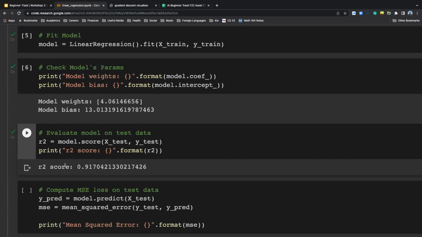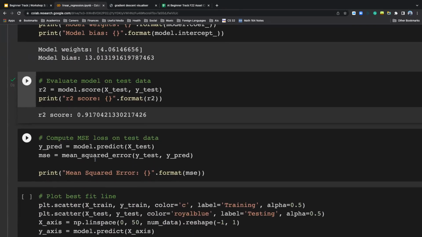As we see, it's 0.917, which is pretty good. So it means it's 91.7. This means that it gets it right like 91.7% of the time. It's getting it right 91.7% of the time. And that's all right, but I think we can do better.